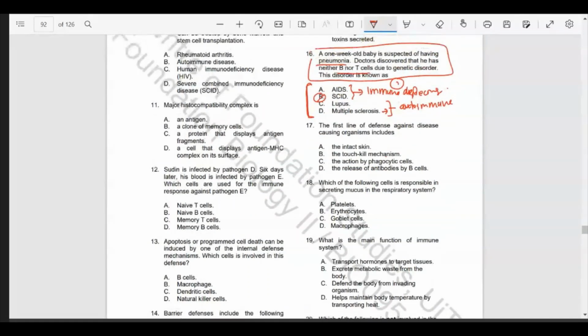Okay, so number 17, Siti Nur Syafiqah. The first line of defense against disease-causing organism includes. My answer is A, the intact skin. Okay, intact skin, betul lah. So first line defense is also known as what? First line defense, apa nama lain dia kita boleh panggil?